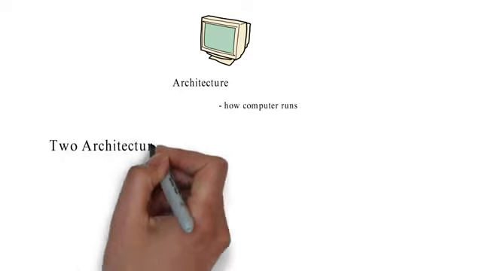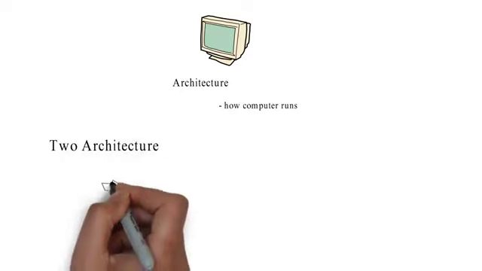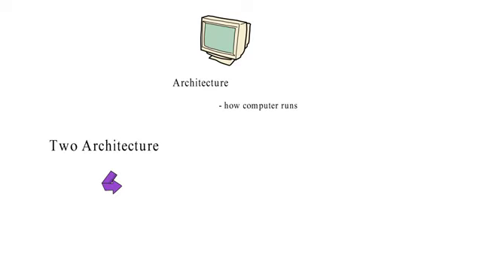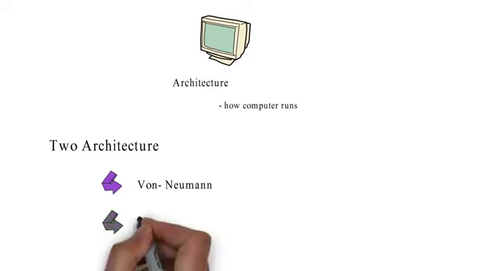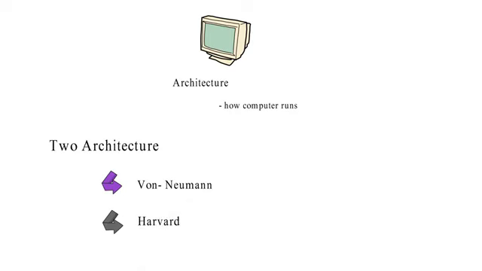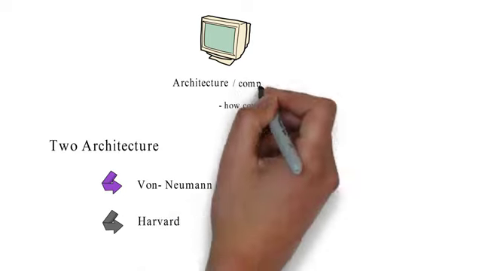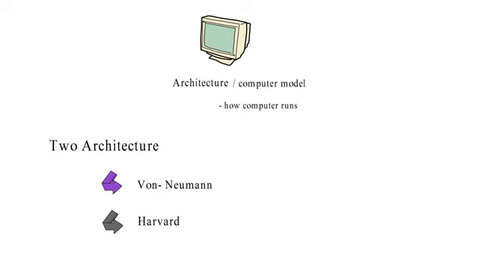There are two types of architecture. First, von Neumann architecture. Second, Harvard architecture. Architecture also known as computer model. Let's discuss von Neumann architecture in detail.